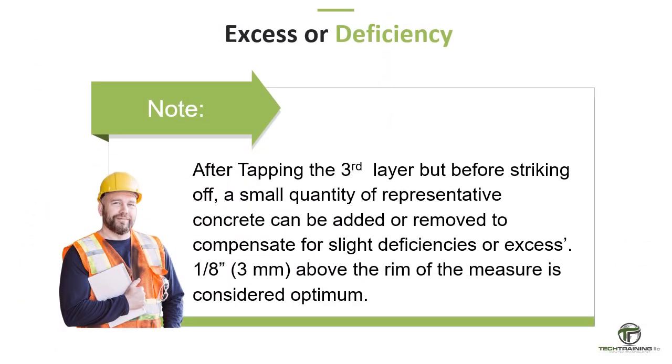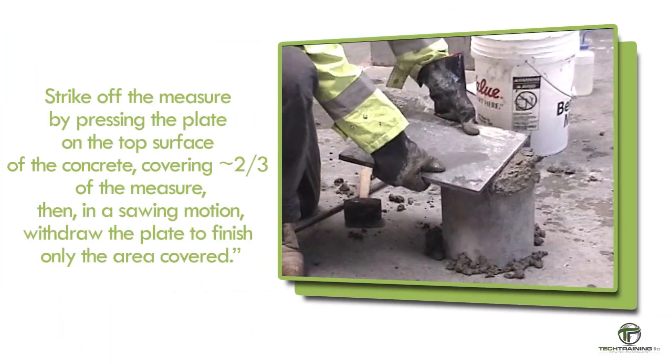After tapping the third layer, but before striking off, a small quantity of representative concrete can be added or removed to compensate for slight deficiencies or excesses. 1/8 of an inch, or 3 millimeters above the rim of the measure, is considered optimum. We can now strike off the measure.